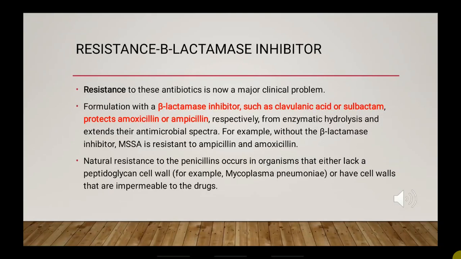The third way of developing resistance by bacteria, or the third mechanism, is alteration of PBPs, penicillin binding proteins. I'll explain what I mean by penicillin binding protein. If you go back to the previous structure, the diagram that shows the cell wall, I mentioned PBPs, penicillin binding proteins. These are bacterial enzymes that are involved in the synthesis of the cell wall.